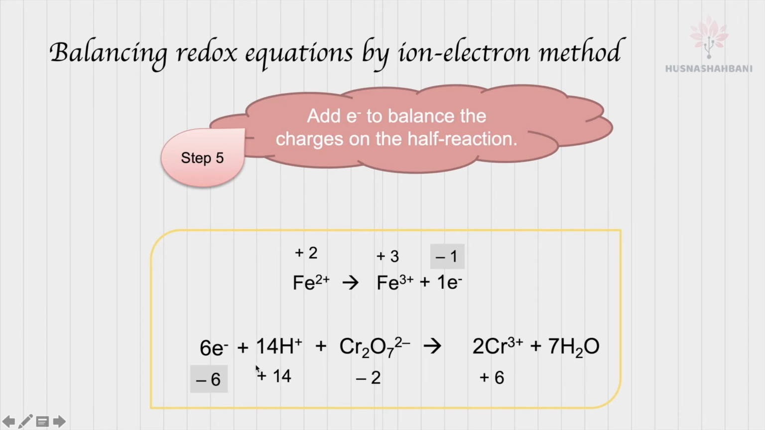And for the next half equation, you have 14H plus 14, this whole overall negative 2. So on the left side first, you have plus 14, negative 2 means plus 12. On the right side, you only have plus 6, 3 plus times 2, plus 6. Water has no charge, 0. So plus 6 on the right, but plus 12 on the left. So you have to make it balanced by adding 6 more electrons, to make the left side in total plus 6.